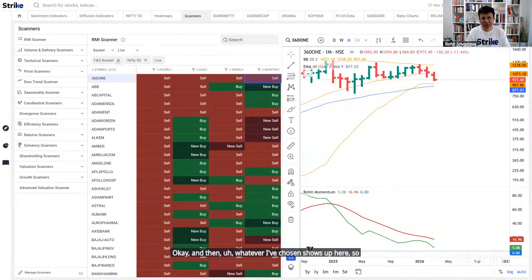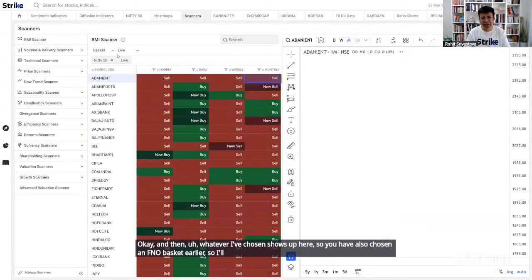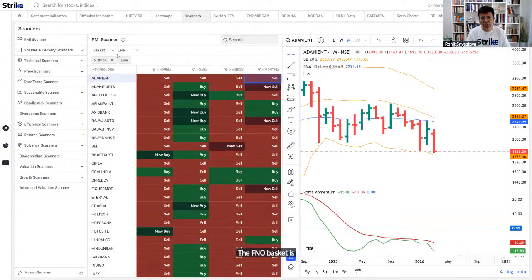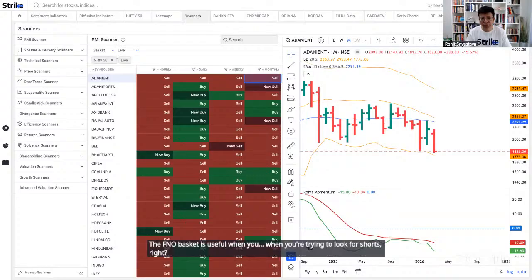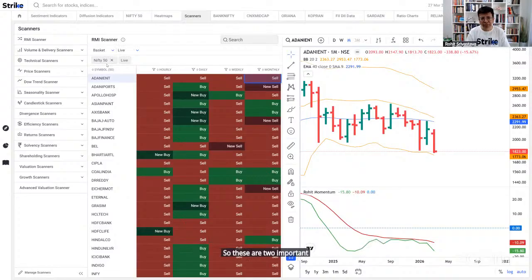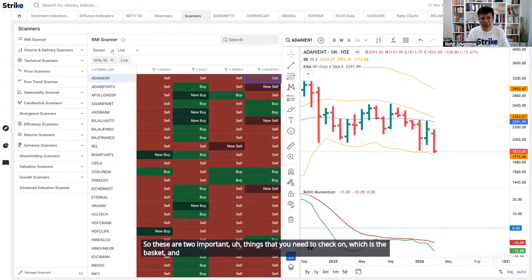So you have also chosen an FNO basket earlier. So I'll remove that. The FNO basket is useful when you're trying to look for shorts, right? Because the only way you can go short is in futures and options. So these are two important things that you need to check on, which is the basket and whether you're live.